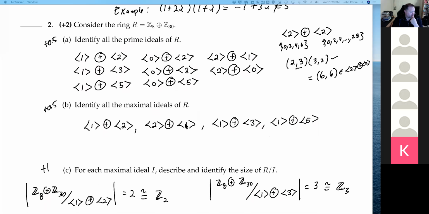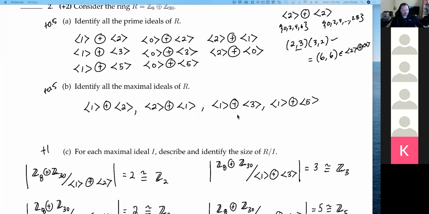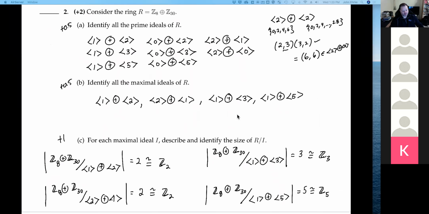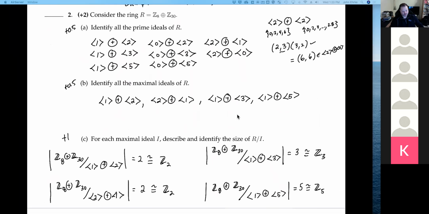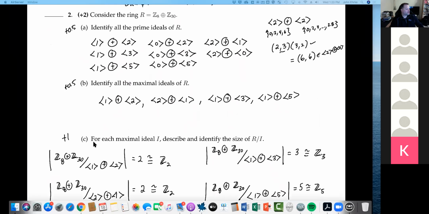You can always pair it up with a copy of 1, which is the entire ring, and then the other piece having a subcopy. You still can't do, even though 2 is maximal in both Z8 and Z30, you can't do 2 plus 2 for the reason I mentioned here, because it won't be prime. So these are the only maximal ideals on part B. So no 2 and 2 on that one as well. This one is probably going to mess you up. If you messed up on A, it's probably going to mess you up on B and C as well. You're probably going to have this 2, 2 all the way through.